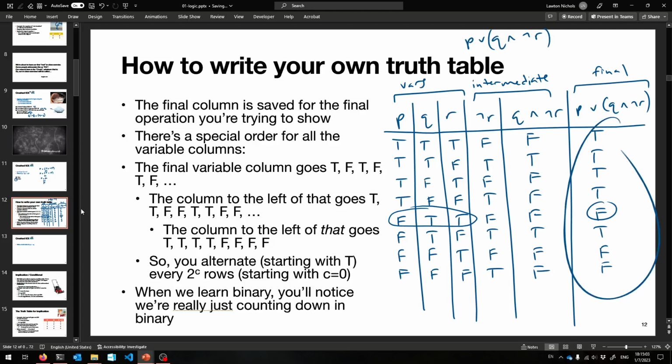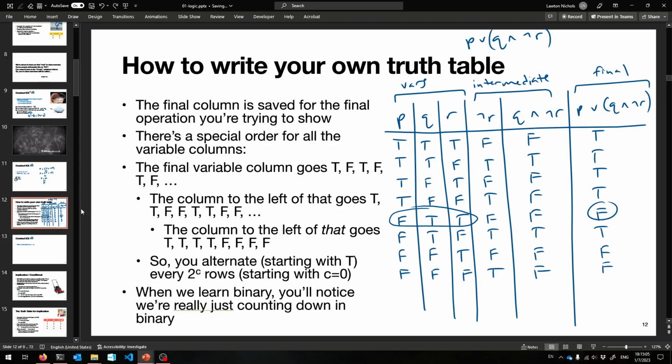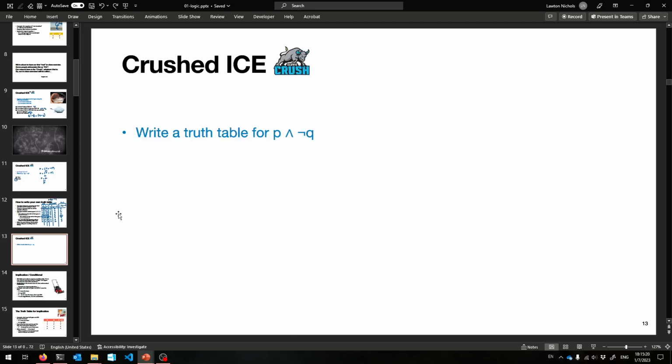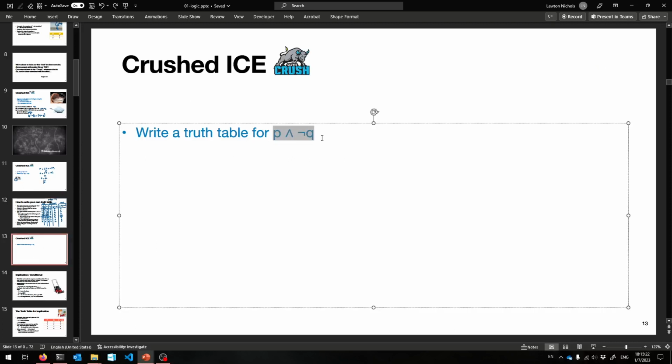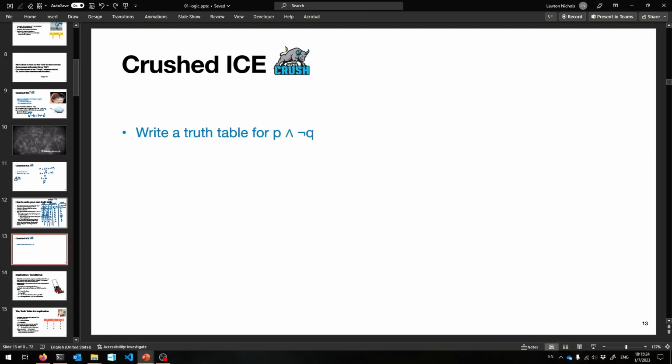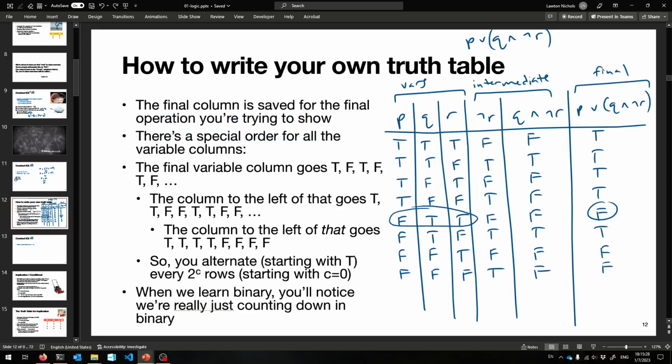And now you have all the other 7 as well if you need them. Okay. So that is the idea. That's how you write your own truth table for whatever complicated expression you're trying to show. All right. You want to know all the possibilities for it. And that's how you write a truth table, and that's how you fill it in. All right? So please write a truth table for P and not Q using the same style. So write a truth table for this expression, all the possibilities, do it in this style.